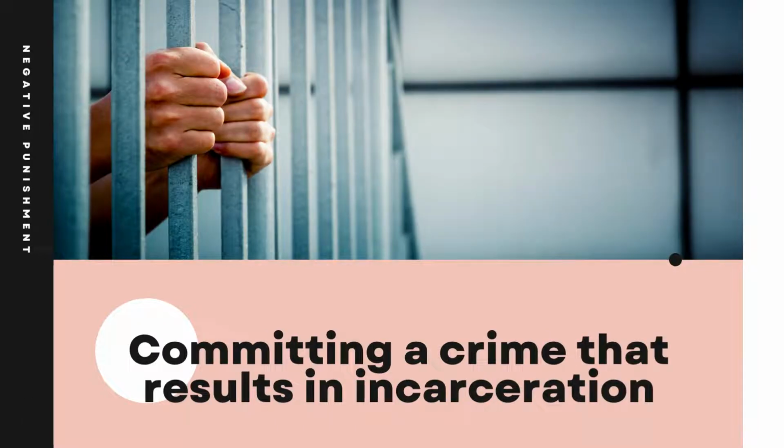In this example that we see here, committing a crime that results in incarceration, the person has been incarcerated for a crime, and this is considered a form of negative punishment because something that is favorable, freedom, is removed with the intent of decreasing the behavior.